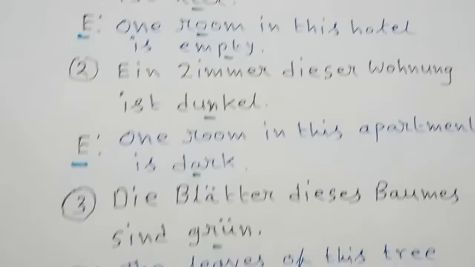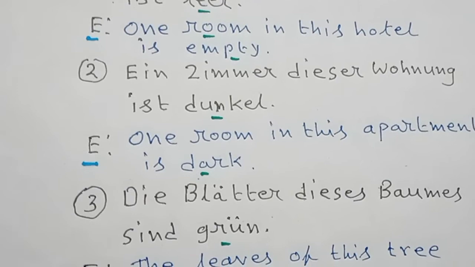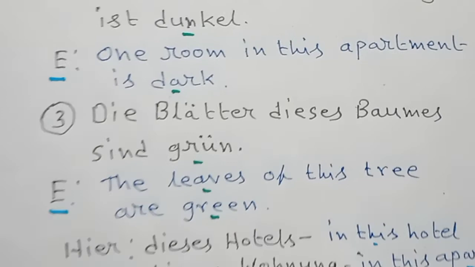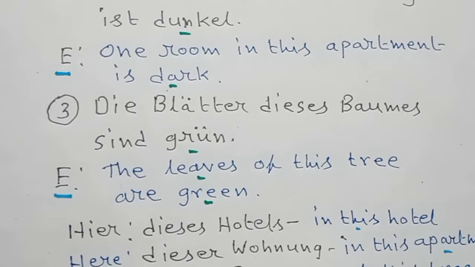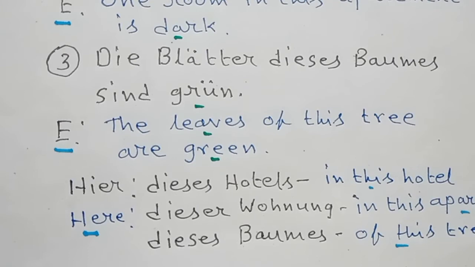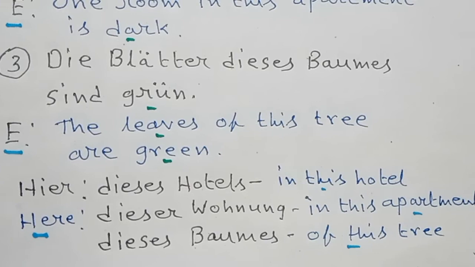Now, number two: Ein Zimmer dieser Wohnung ist dunkel. One room in this apartment is dark. Number three: Die Blätter dieses Baumes sind grün. The leaves of this tree are green. Here, these are hotels, in this hotel; these are Wohnung, in this apartment; these are Baumes, of this tree, genitive.